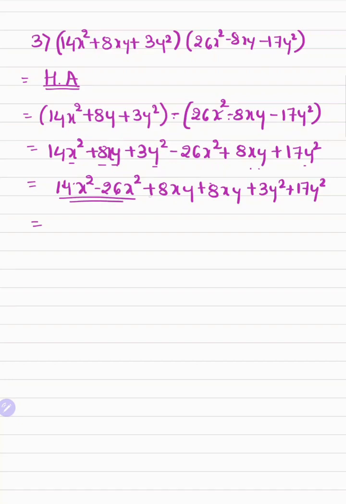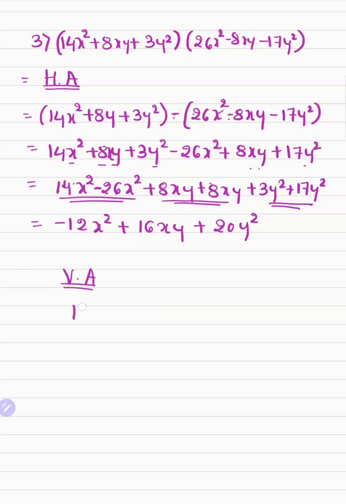So add this and this and this. How much is it? Minus 26 and plus 14 is 12x square. Which number is bigger in integer, 26? So take minus: minus 12x square plus 16xy, 8 plus 8 is 16xy. Then 3 plus 17 is 20y square. This is the answer. And here is another method, the vertical addition.